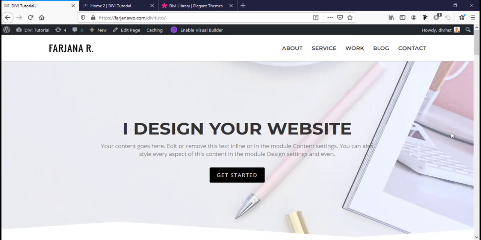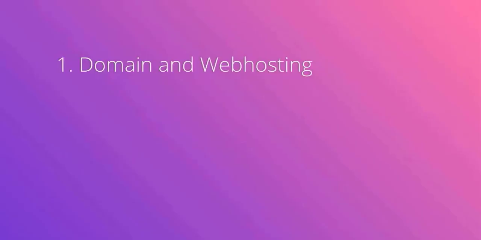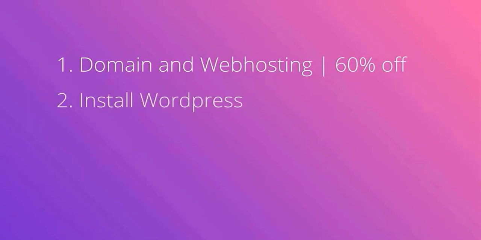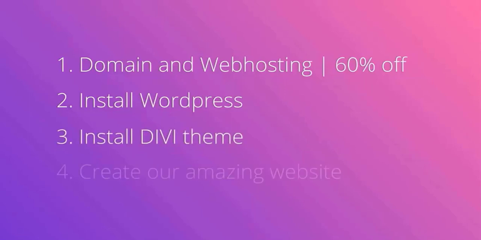Now let's get started. So first here I will show you how to buy a domain and hosting, and here I will also show you how you can get 60% discount through my link. Then we will install WordPress, and then I'll show you how to install Divi Theme, and finally I will show you how to create our amazing website. If you have web hosting already, you can skip this part, or if you don't have, then follow along.